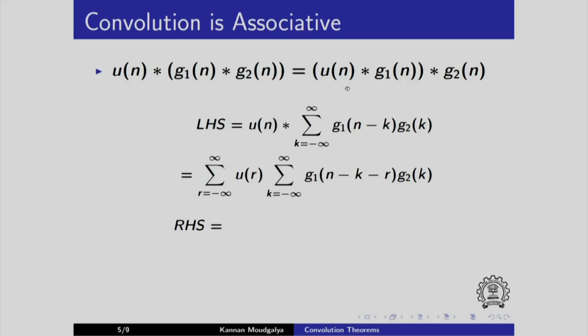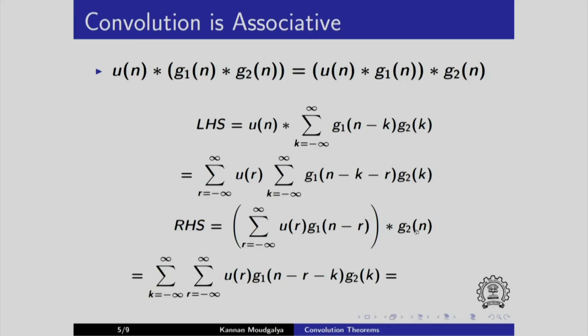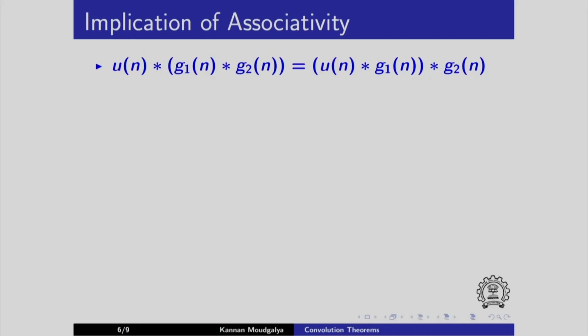Let us evaluate the right hand side. We explain the meaning of this, then it is infinite sum convolved with g of n. Then you substitute k here and then you have the remaining things, and notice that this is nothing but what you have here. So this is left hand side. So we have shown that the convolution is associative. What is the implication of this rule?